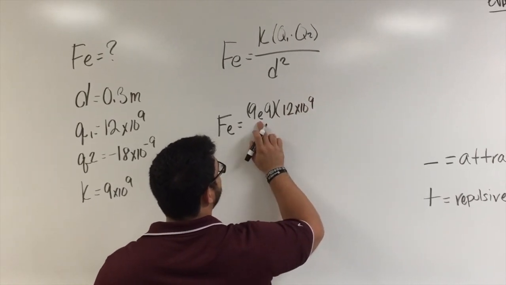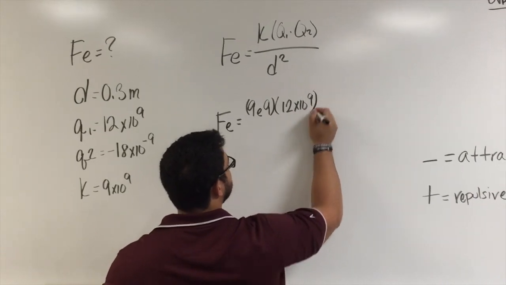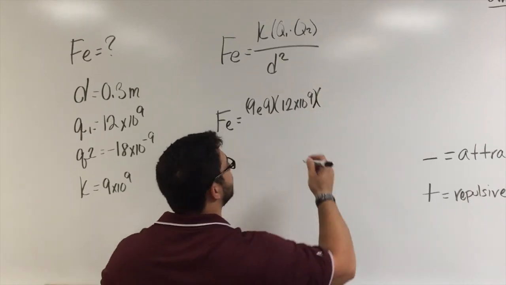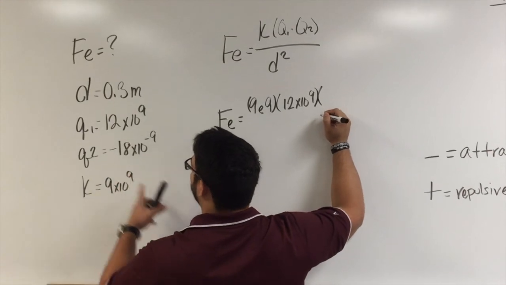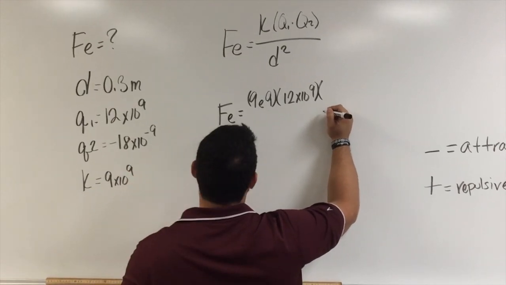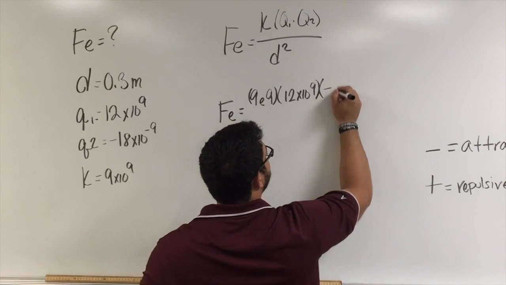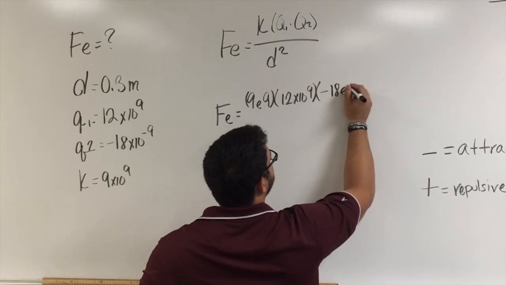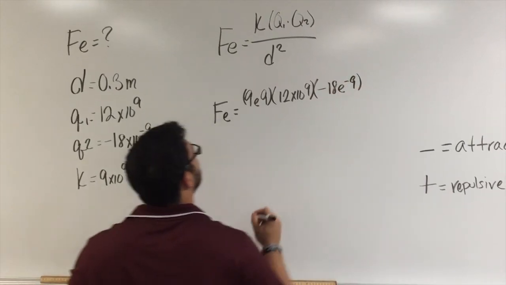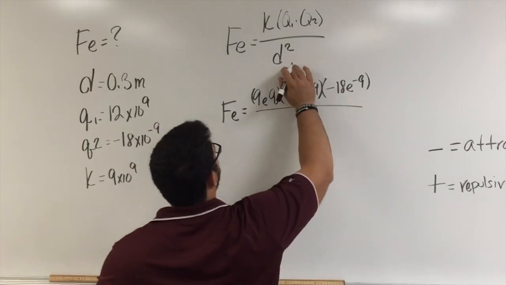Now you can do it either way. You can do it through the e's, or you can do it with the times 10s. Whatever is going to be best for y'all. And then there's going to be our Q2, which is a negative 18 times 10 to the negative 9. So negative 18 times 10 to the negative 9. All of this is divided by our distance squared.